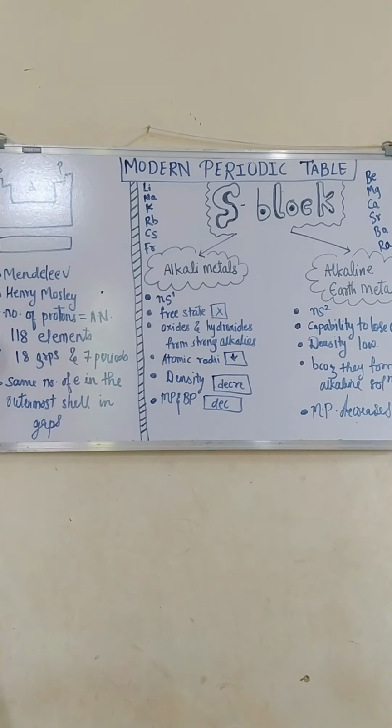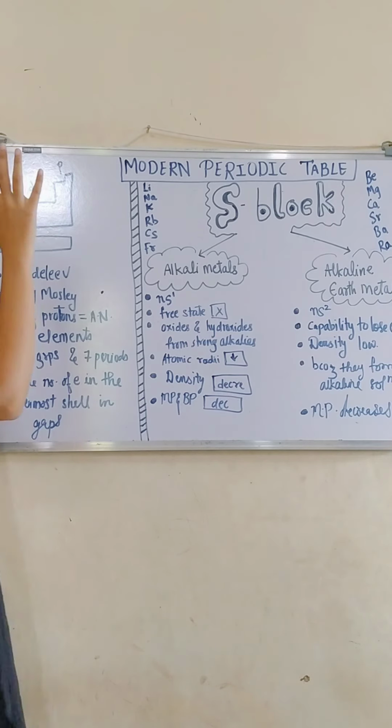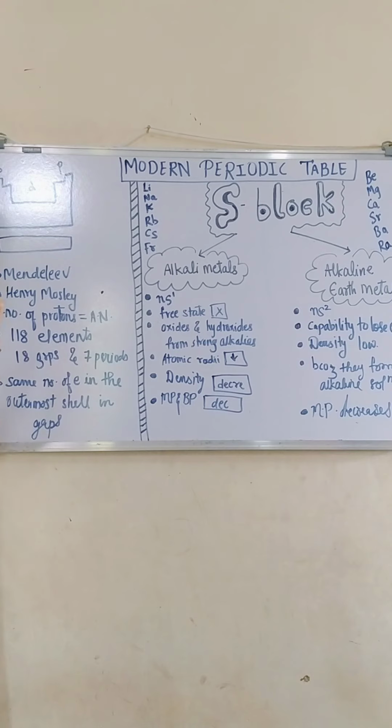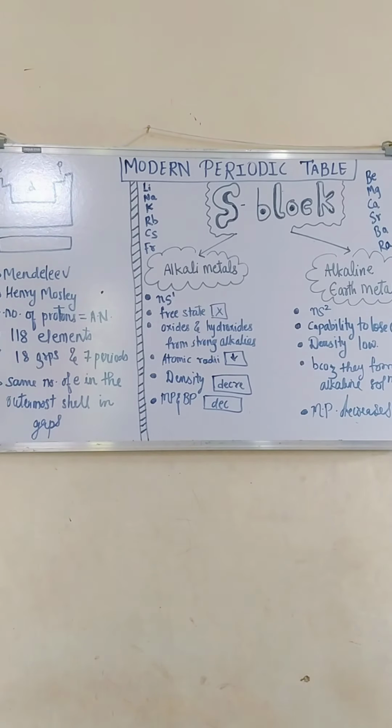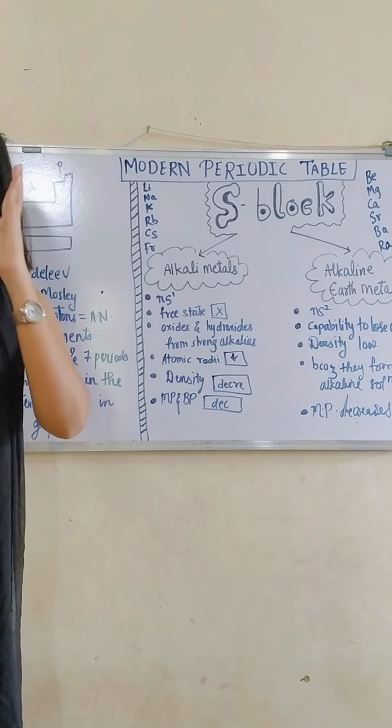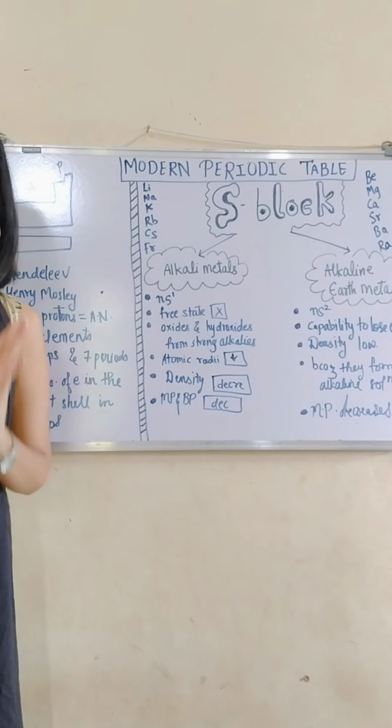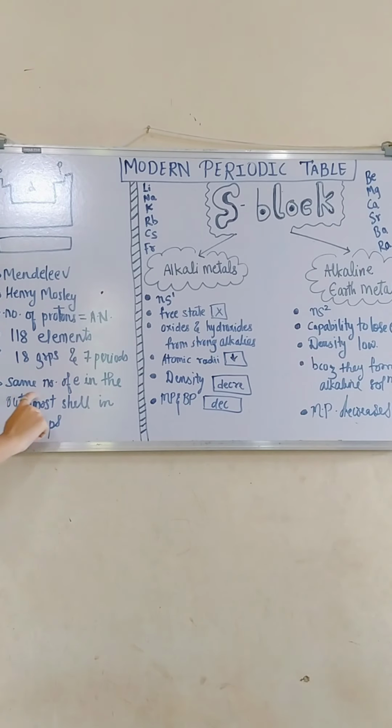Now, on what basis are these elements arranged in the periodic table? Basically on the basis of atomic number, we have already studied that; the elements are placed in the increasing order of atomic number. Secondly, on what basis are some particular elements put in one group? Basically, the elements which have the same number of electrons in the outermost shell are put in one group.